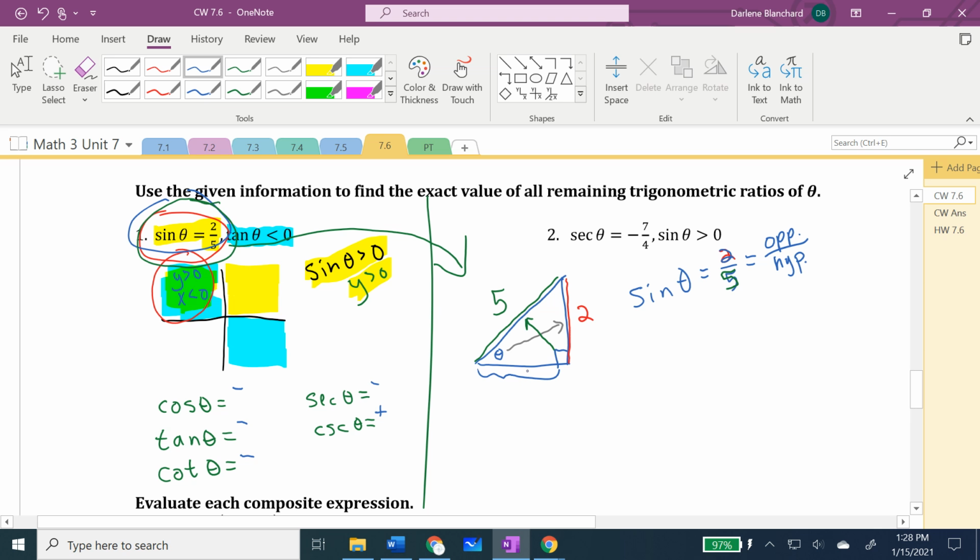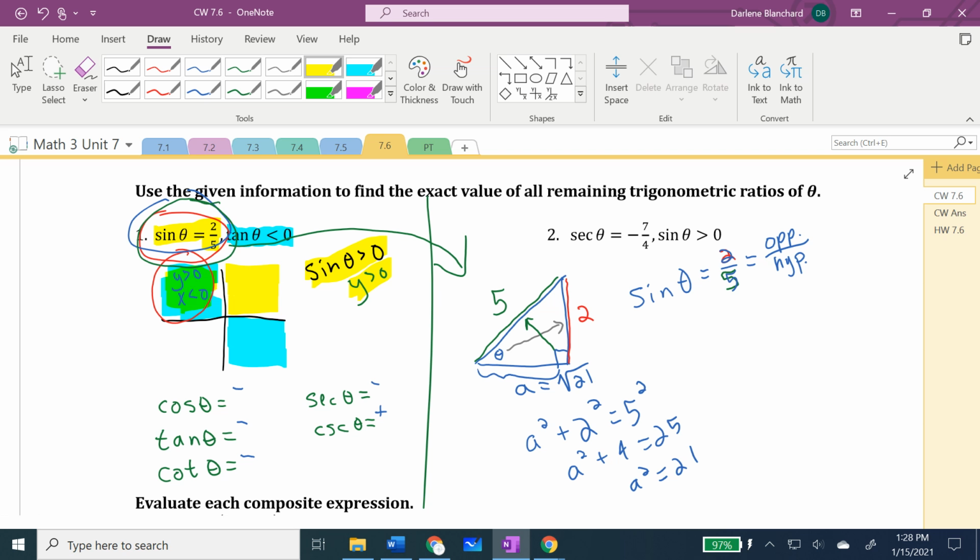Let's see. I'm just going to say that's letter A. And a squared plus 2 squared equals 5 squared. So a squared plus 4 equals 25, which means a squared is equal to 21, which means a is the square root of 21. And now the next thing you're going to do is take this triangle, and you know the right triangle ratios of all of your trig functions. You are now ready to write them down.